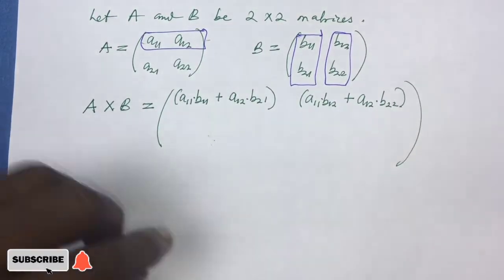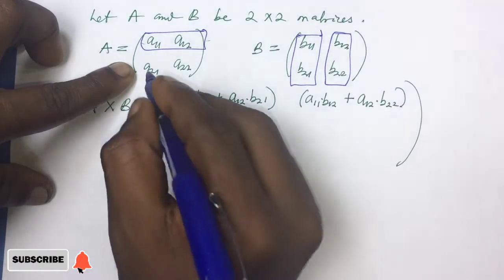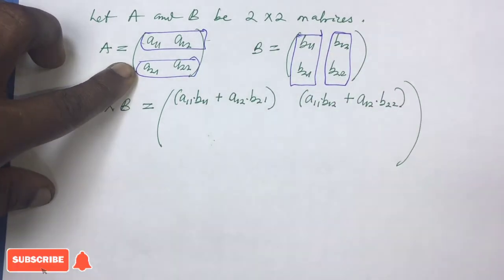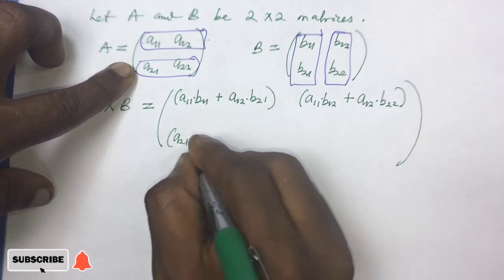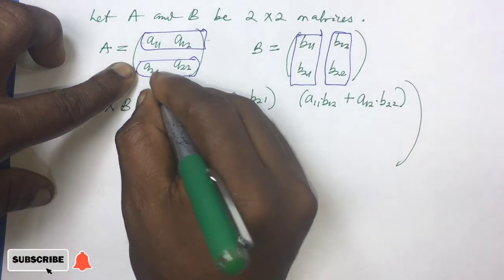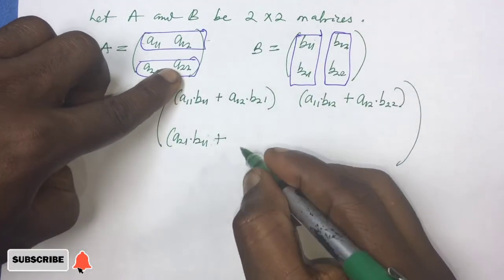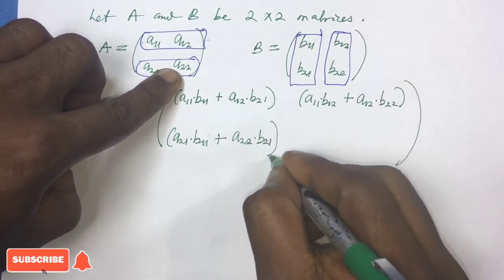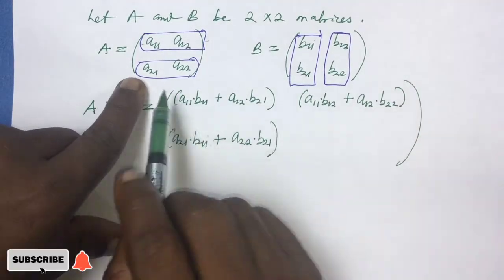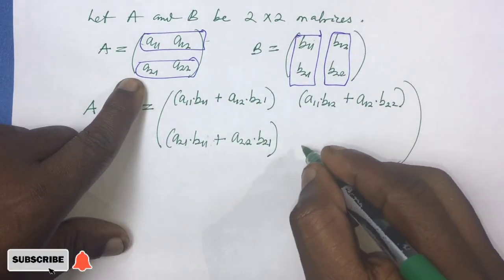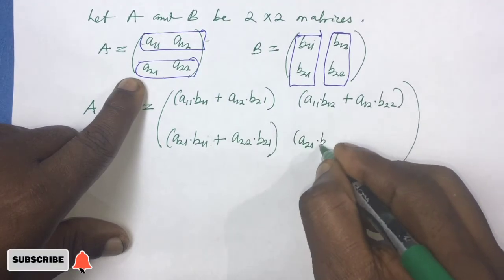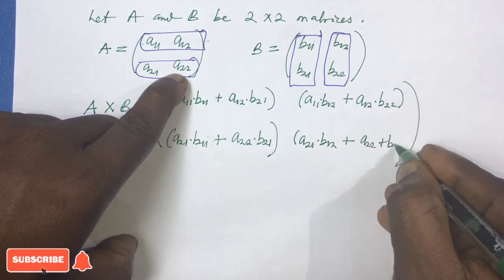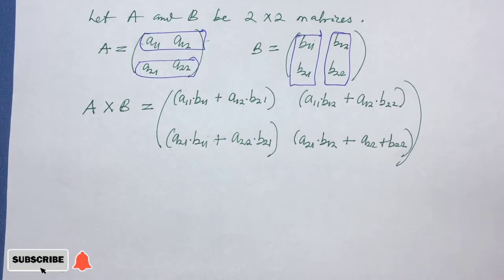Okay? Close the bracket. Then when you are done with using the first row to multiply, you will now come over to using the second row to multiply these columns in B. That will give you A21 times B11, that is this times this, plus A22 times B21. Okay? And that gives you that. Now, coming over to using the second row to multiply the second column, that will give you A21 times B12 plus A22 times B22. So, when you do that, we end up multiplying this matrix.